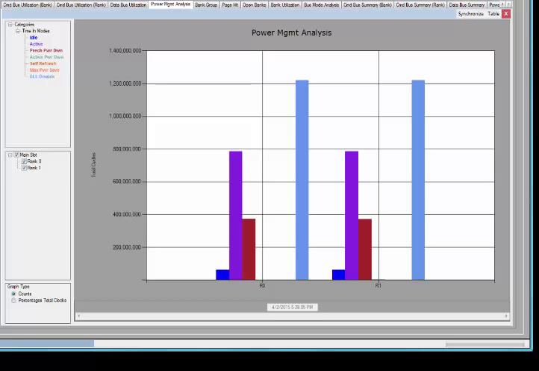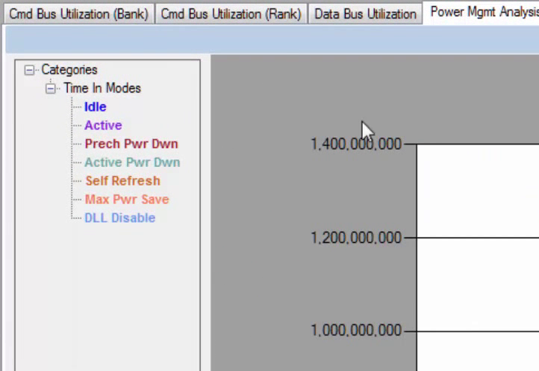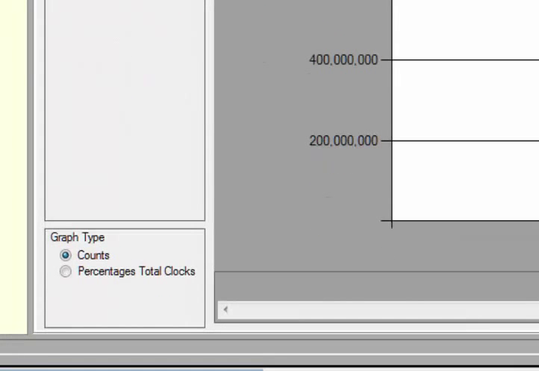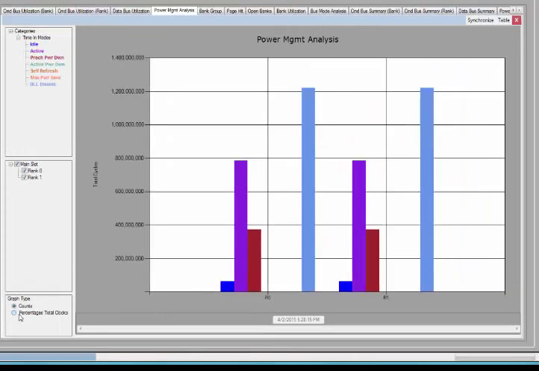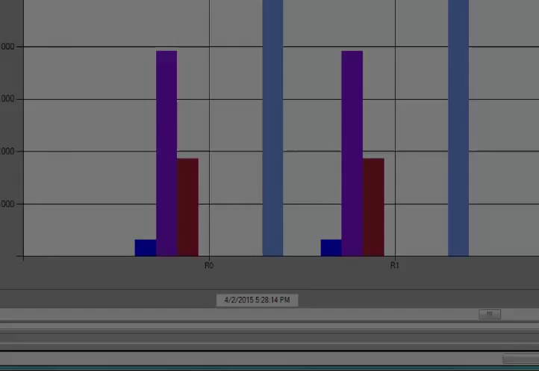DDR Detective can track all of the power management related commands. The tool follows the memory in and out of various power management states, tracking all the states and displaying the results in a graph in either counts or percentages, showing when they occur and for how long they occur. Don't forget, the DDR Detective can run for hours, but still allows second-by-second tracking for thorough analysis.